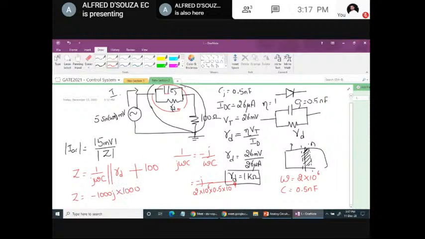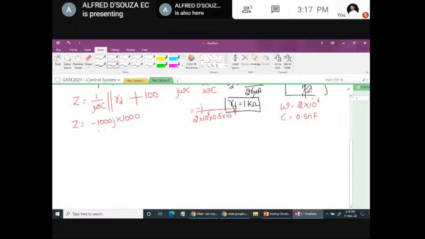This is in parallel with Rd. So Rd is also 1000, whole divided by 1000 minus 1000 j. This entire thing is in series with 100. So using the calculator, we can find the value very easily. It will be 600 minus 500 j. So take the absolute value using your calculator, you will get 781.025 ohm.